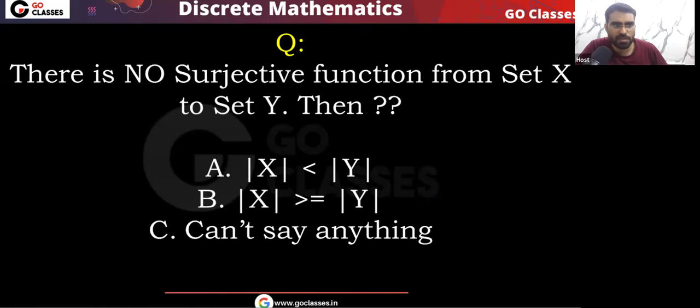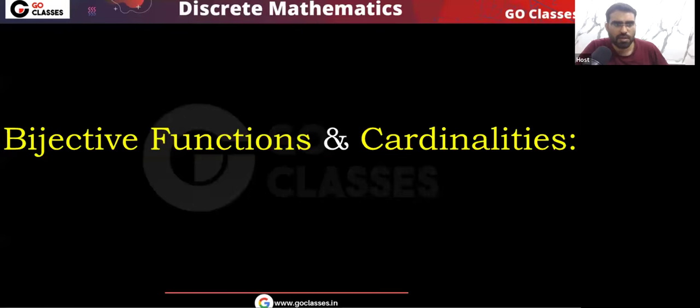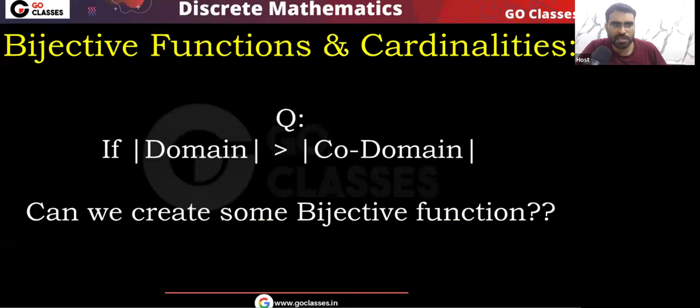Let's move on. Tell me the answer for this question. There is no surjective function from x to y. It simply means x cardinality is less than y cardinality. Okay, let's move on. Now let's see bijective functions and cardinalities. Tell me the answer for this question.